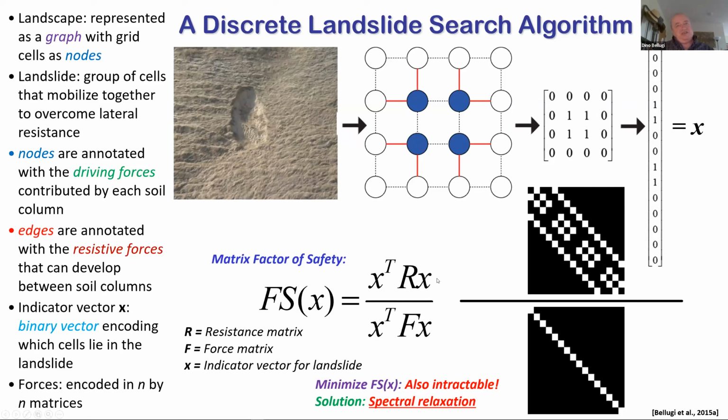Thankfully, there's a way around this called spectral relaxation. So if we let this vector x, instead of being just 1s and 0s, take on real values, we can rewrite this as a linear system that we know how to minimize. And the minimization is obtained by looking at the eigenvector, x star I'll call it, that corresponds to the smallest eigenvalue of this linear system.